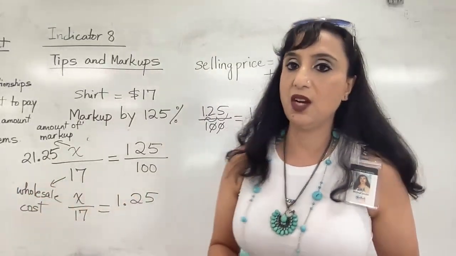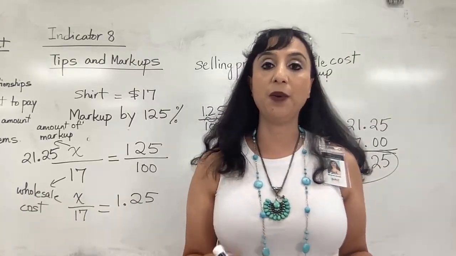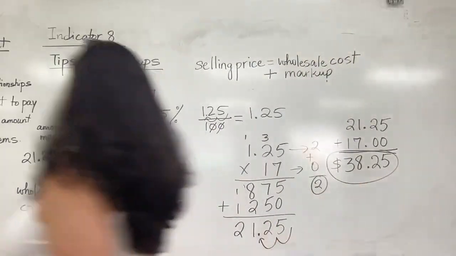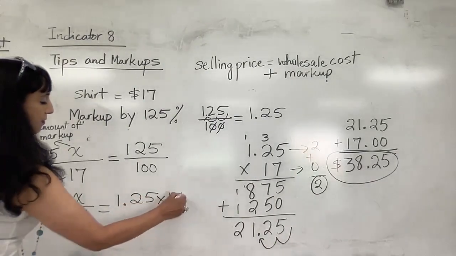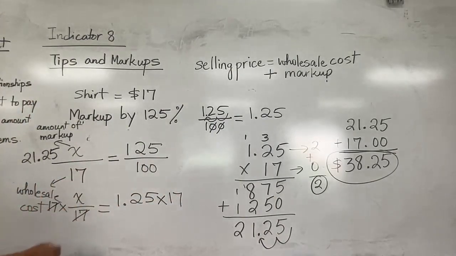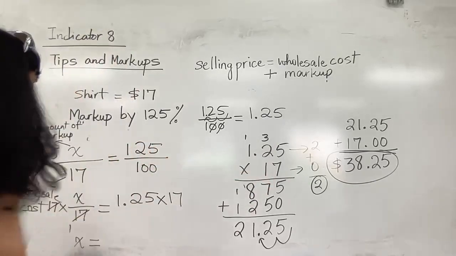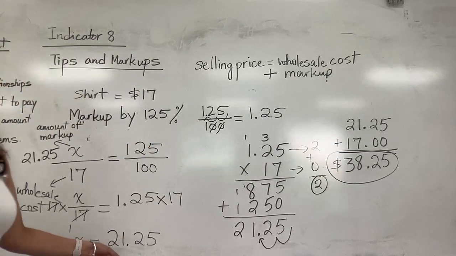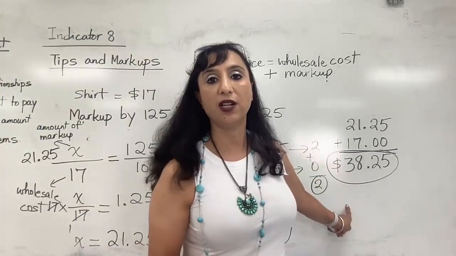So the opposite of division, or the inverse of division, is multiplication. So we are going to use the multiplication property of equality. Whatever I do on one side of the equation, I have to do exactly the same thing on the other side of the equation. So I am going to multiply by 17 and multiply by 17. 17 divided by 17 is 1. So x is equal to 1.25 times 17. See, same thing. And I get $21.25, which is my markup that I have to add to my wholesale cost of 17, and I get $38.25.